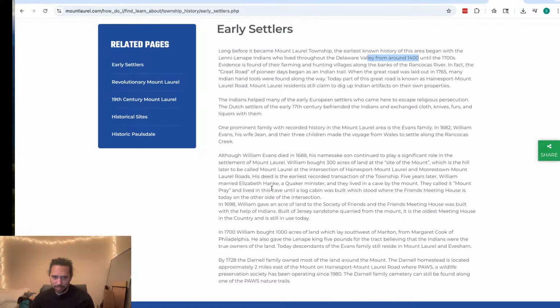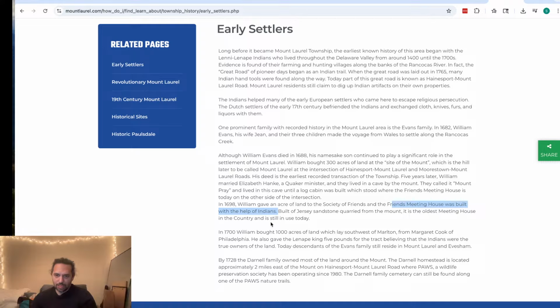5 years later, married a Quaker minister, and they lived in a cave by the mount. They called it Mount Prey, and lived in this cave until a log cabin was built, which stood where the Friends Meeting House is today on the other side of the intersection. To the Society of Friends, and the Friends Meeting House was built with the help of Indians. Interesting. That's cool. Built of Jersey sandstone quarried from the mount.